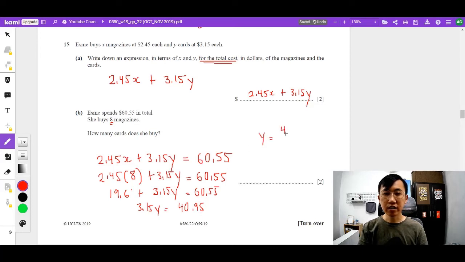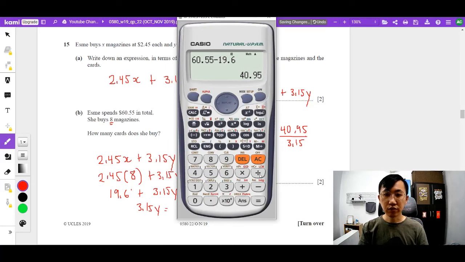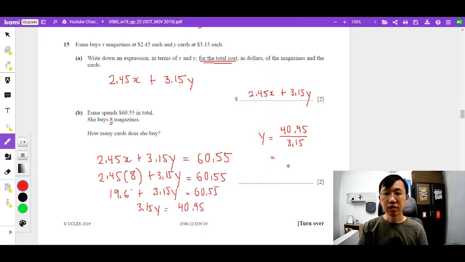Y is 40.95 divided by 3.15, and we will get the final answer now. So divide by 3.15. There you go. The person bought 13 cards. So that will be the final answer. Wow, a lot of working steps, but actually it only gets you 2 marks.